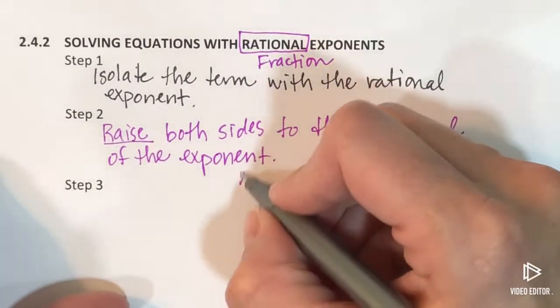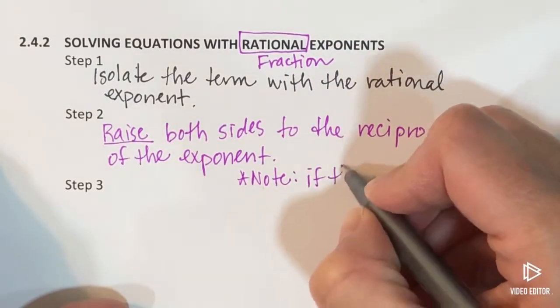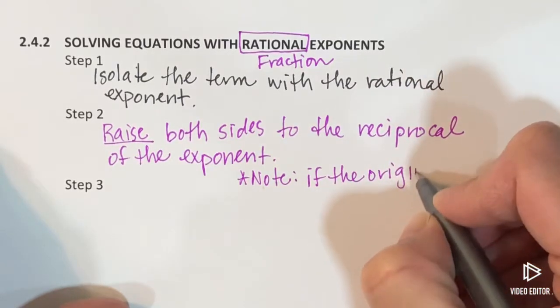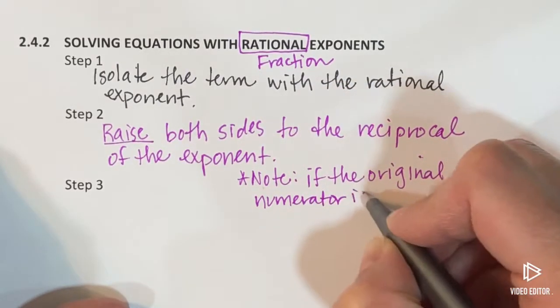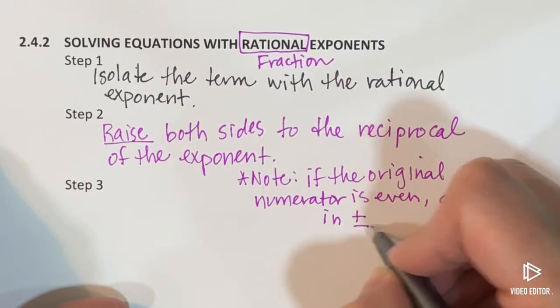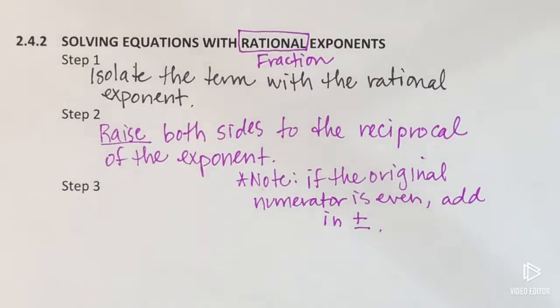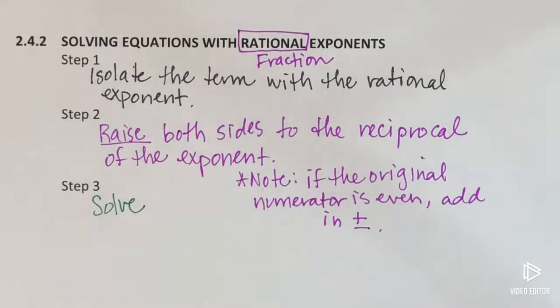And there's one thing to note, so this is kind of a big note, because you'll see one of these on your test. If the original numerator is even, add in plus or minus. And I'll show you what I'm talking about on that in just a little bit. And then step 3 is to solve. Okay, so write those steps down and we're going to go through and solve.